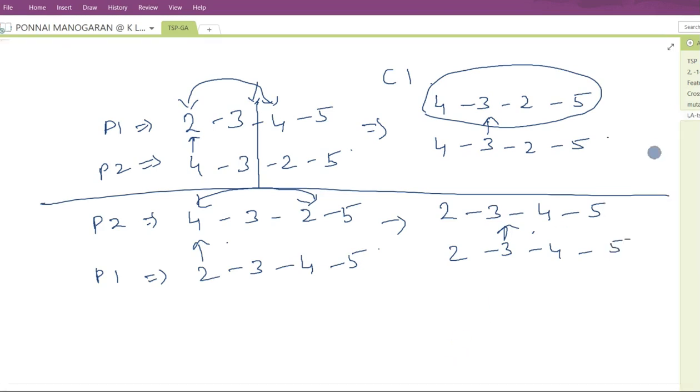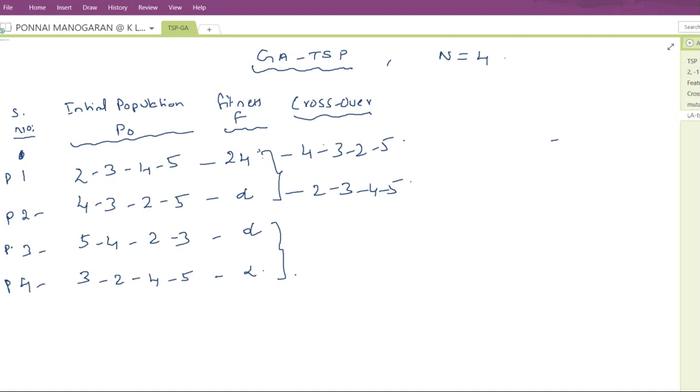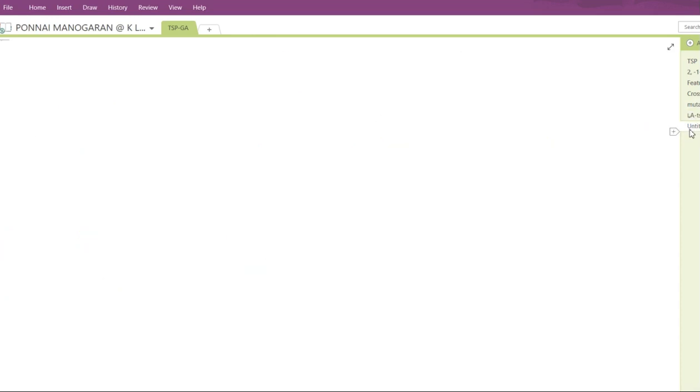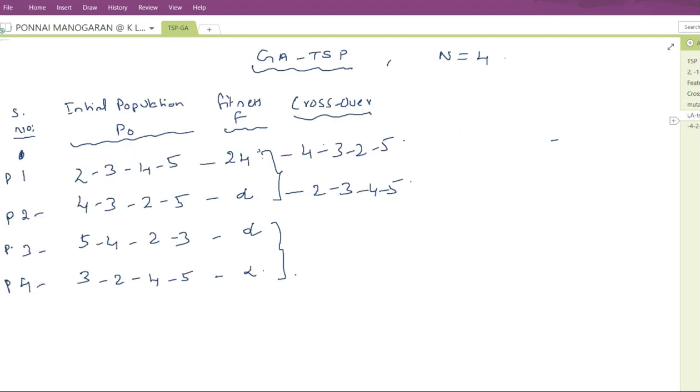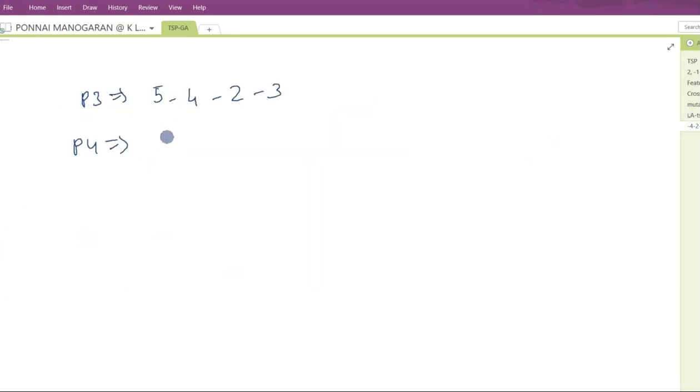Let us delete this. Similarly, take another two parents: 5, 4, 2, 3, 5, 4, 2, 3. This is parent P3. What is the parent P4? I am just selecting two parents and then performing crossover here: 3, 2, 4, 5, 3, 2, 4, 5. Let us take the crossover point randomly. Let us assume again it is 2.